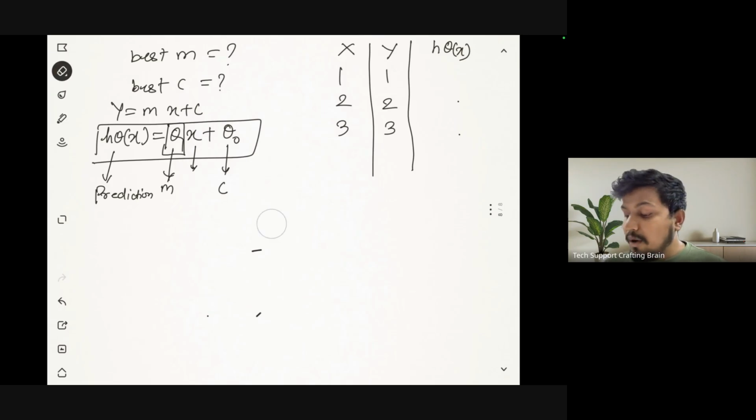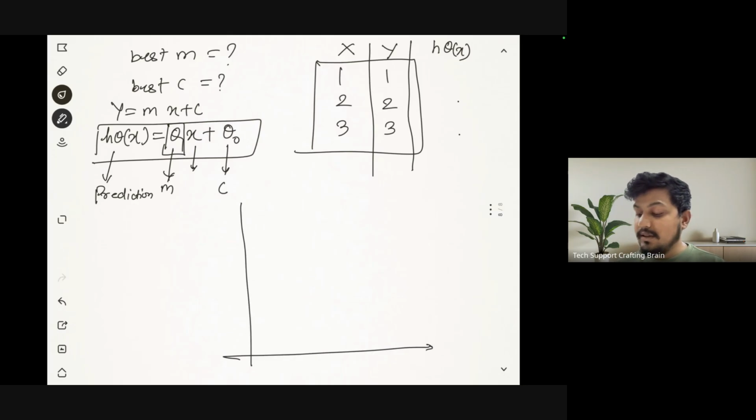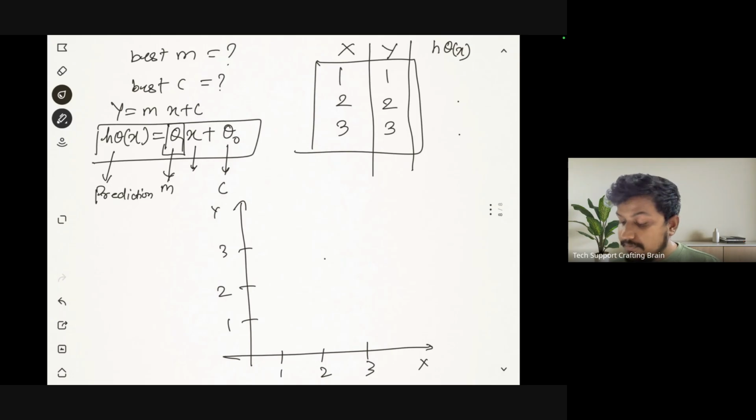Okay. So now what I'm doing, guys, I'm just trying to plot these data points: x1, y1, x2, y2, x3, y3. Just plotting this data on the graph. This is your x. This is your y. So this would be 1, this would be 2, this would be 3, and on the y axis this would be 1, 2, 3.